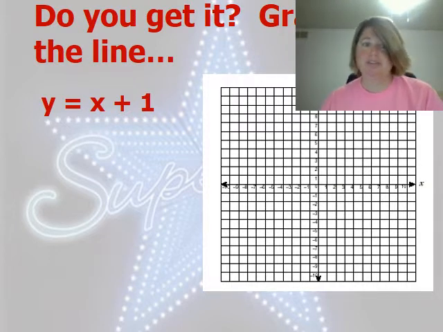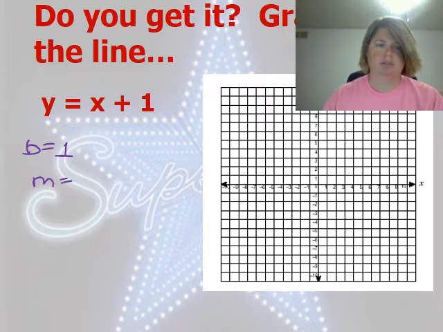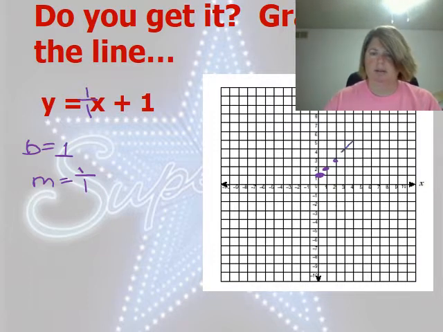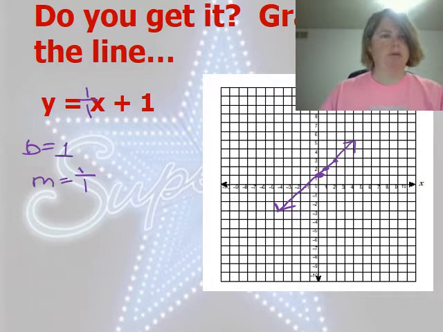All right, so hopefully you listened and now you're ready to check your equation. I'm going to start at b equals 1. M equals 1, and this might have been a little tricky because there's an implied 1 in front of the x, so 1/1. So I'm going to put my pencil at 1 on the y-intercept, draw a point, and then from that point I'm going to go up 1, right 1, up 1, right 1. And I have an equation, y equals x plus 1. So hopefully you are a winner.